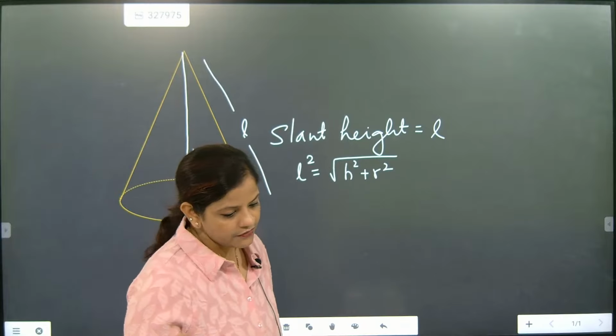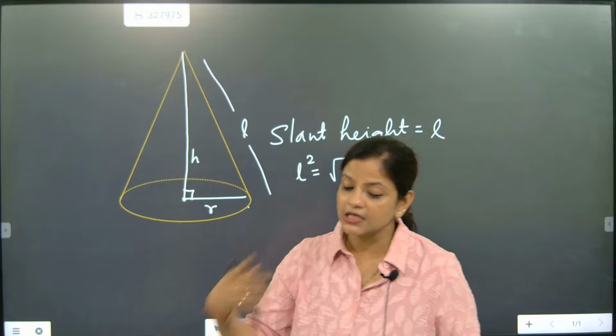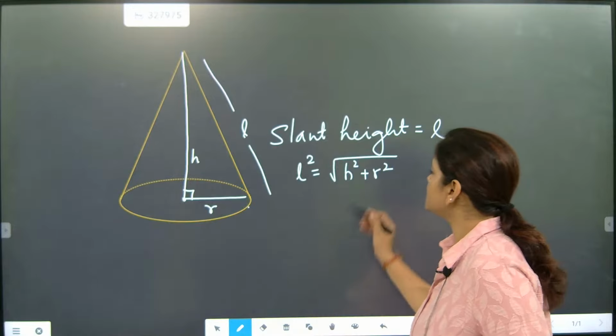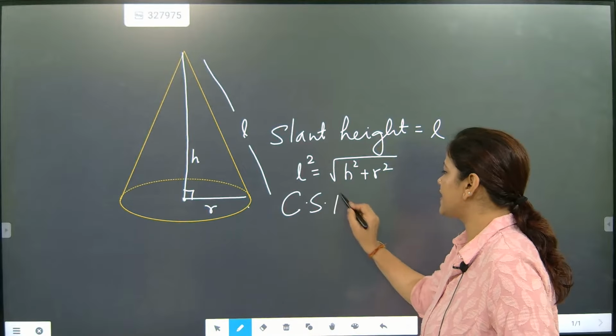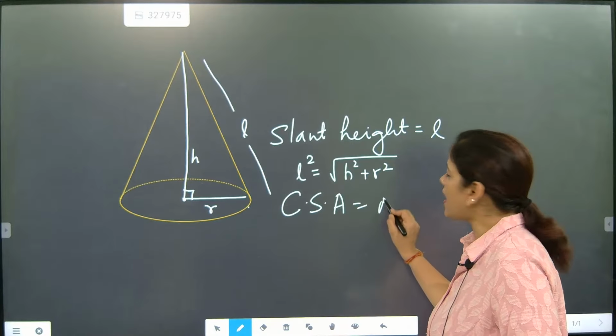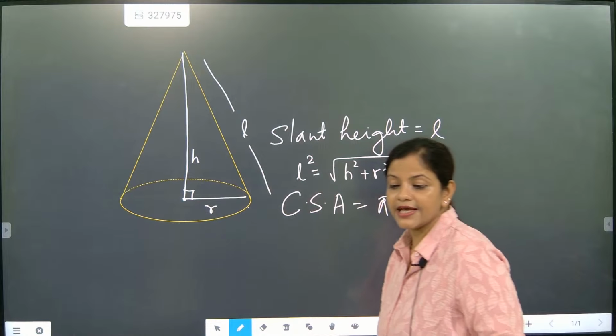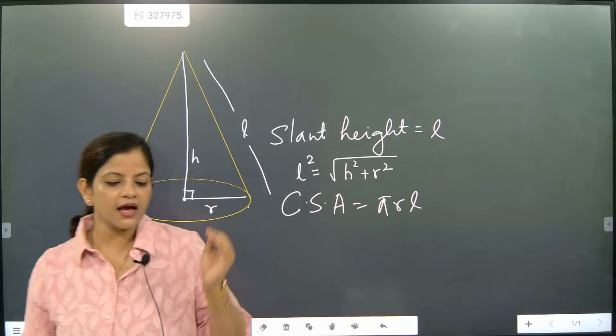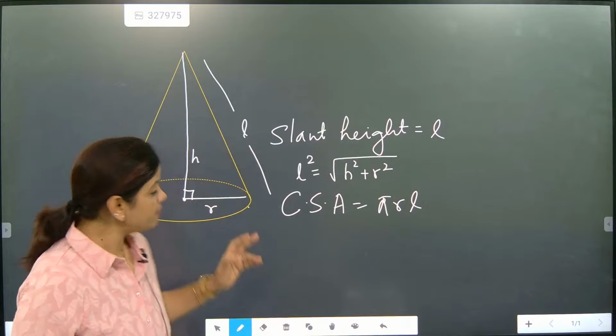Now the surface area we are going to find is called the curved surface area. If somebody asks you what is the CSA here, what will you say? Pi RL. CSA of cone is pi RL.